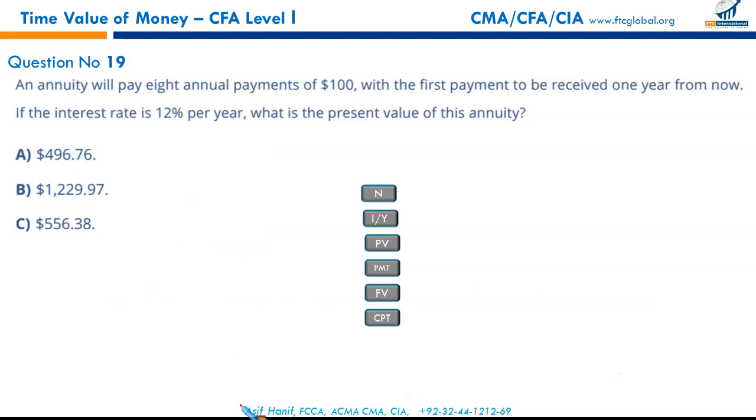Next question, 19. An annuity will pay 8 annual payments of $100. So you are receiving it, so it's positive. The first payment is to be received 1 year from now, so it is an ordinary annuity. If the interest rate is 12% per year, what is the present value of this annuity?